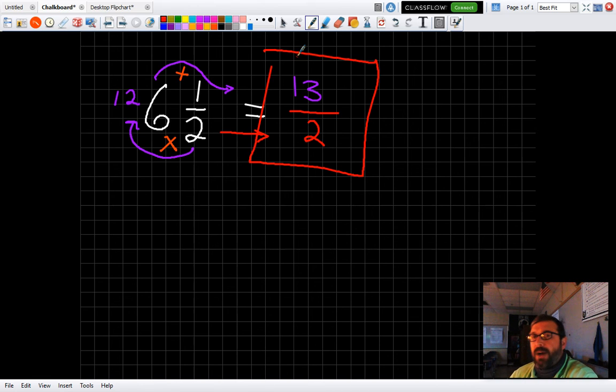Hopefully this helps you out as you get into multiplying and dividing fractions and you need to know how to convert the numbers. Feel free to come back, stick by. I'll be here waiting.